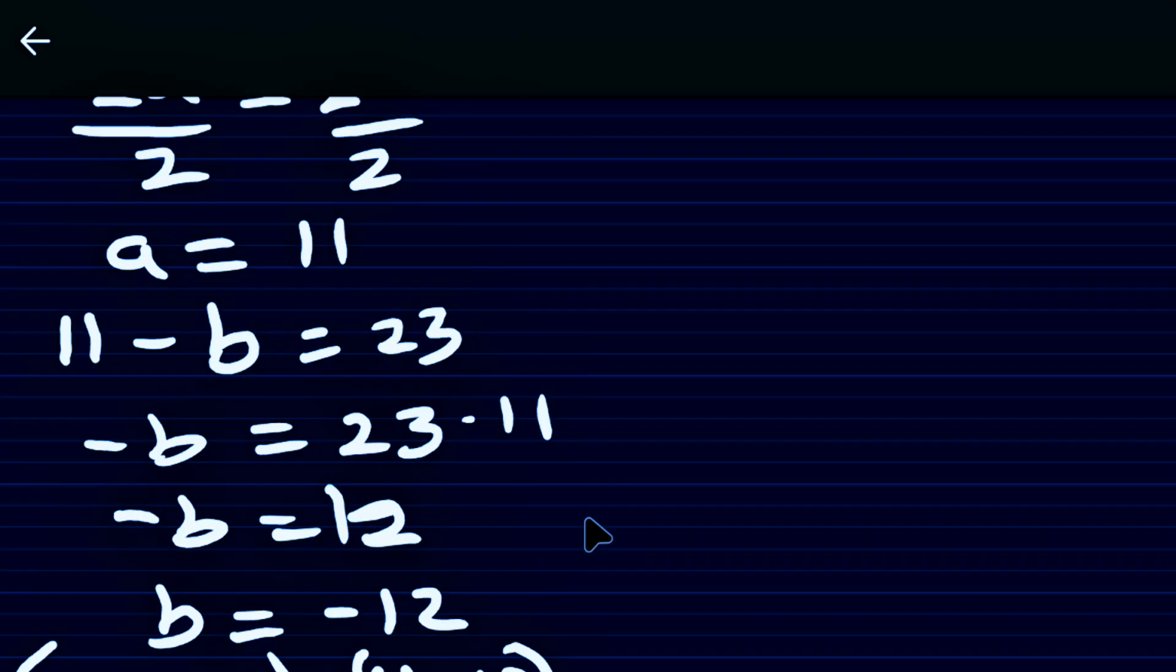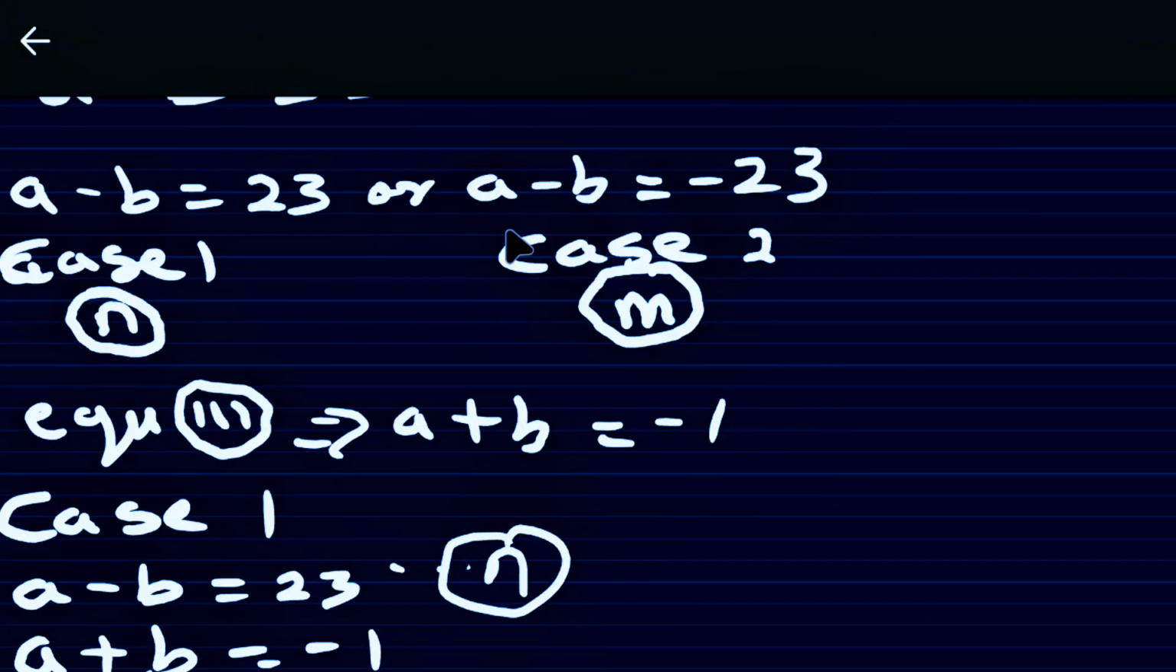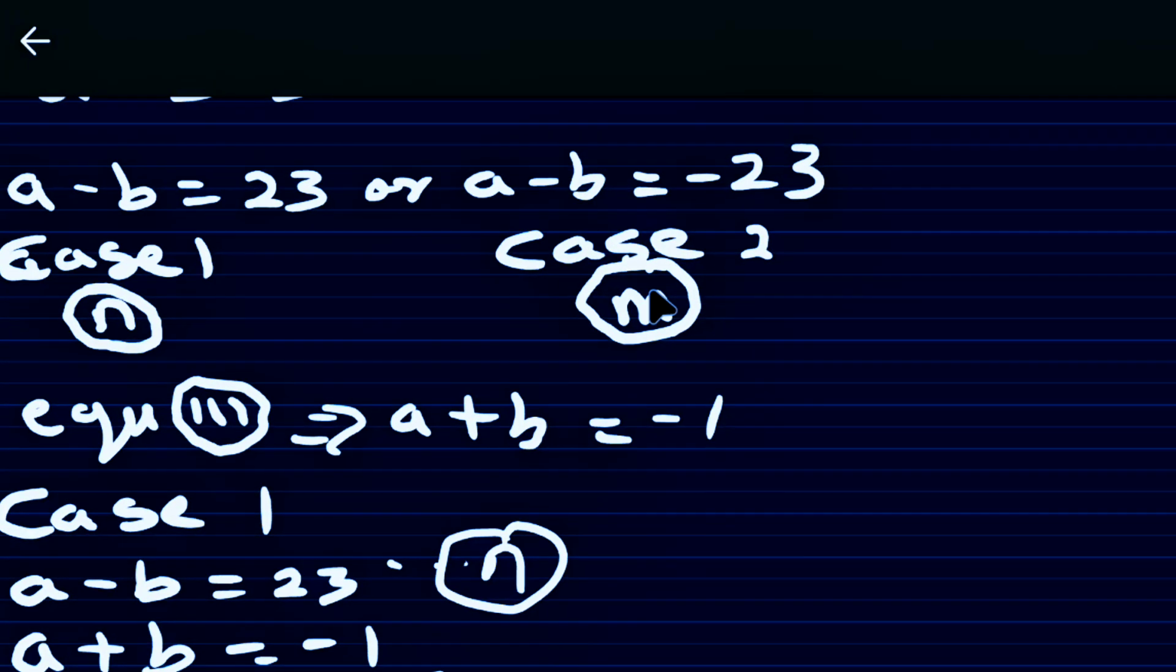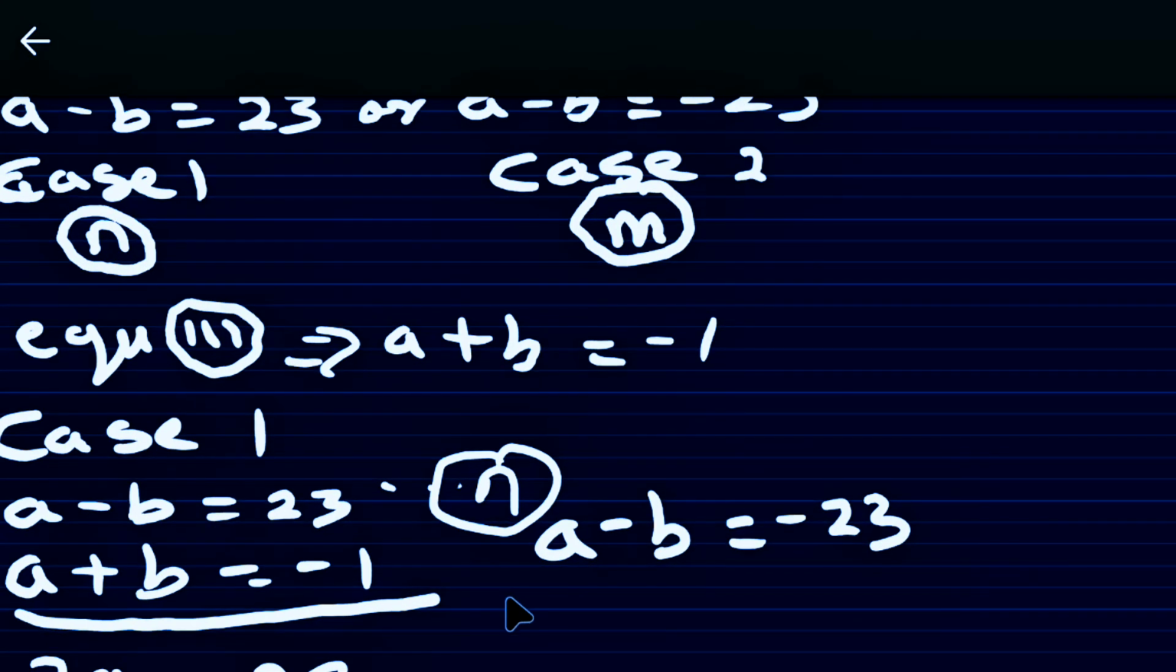So from case 2, let's find a2 and b2. So this is case 2. We are going to add equation m, which is this, and equation 3. So if we do that, we are going to have a minus b equals minus 23. Then plus, remember we are adding equation 3, so we have a plus b, and this equals minus 1.